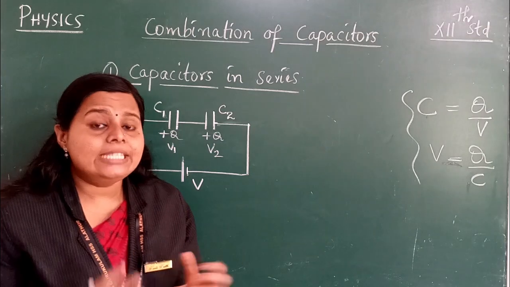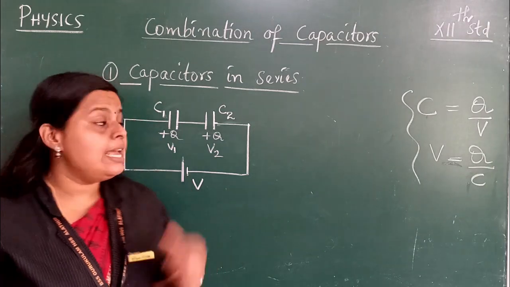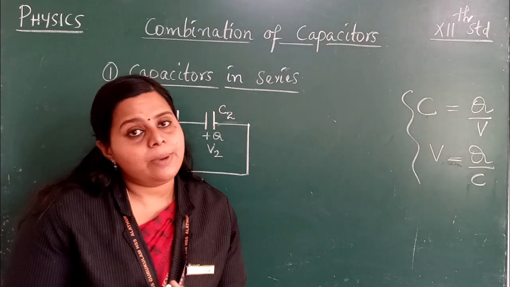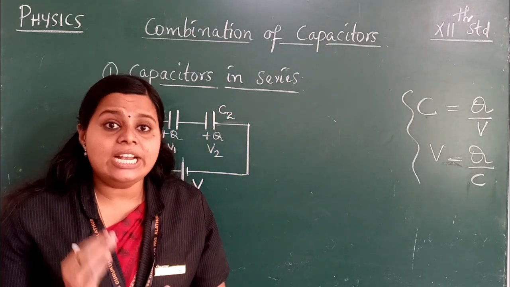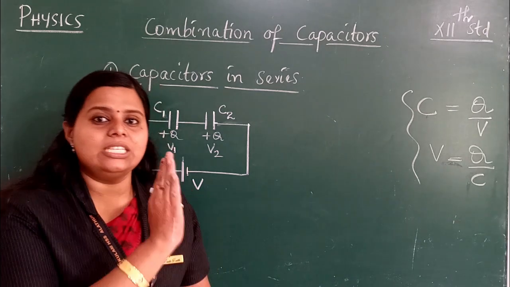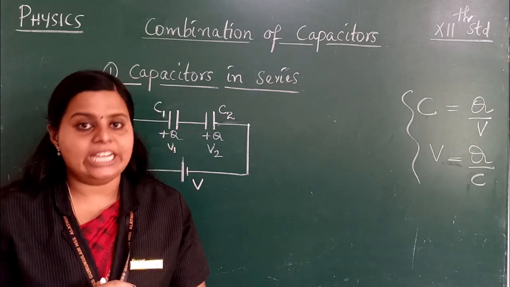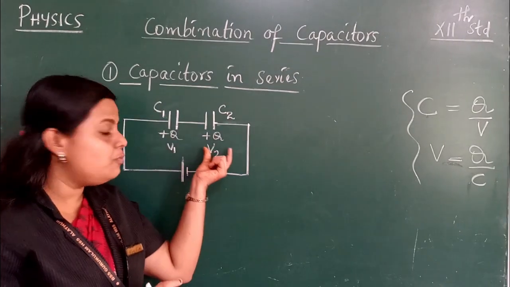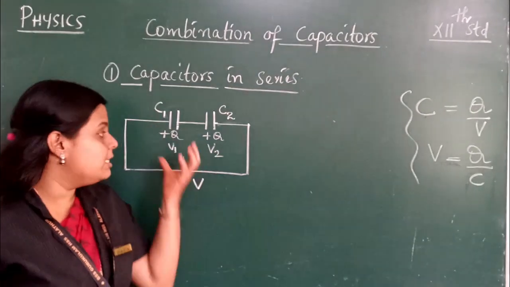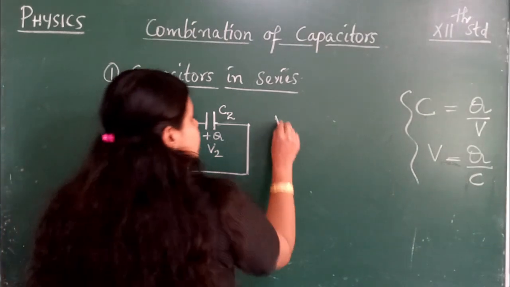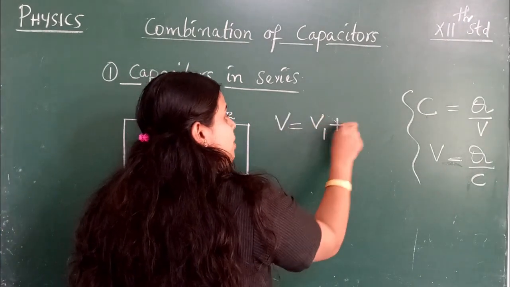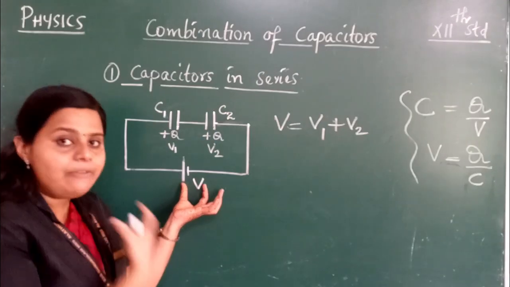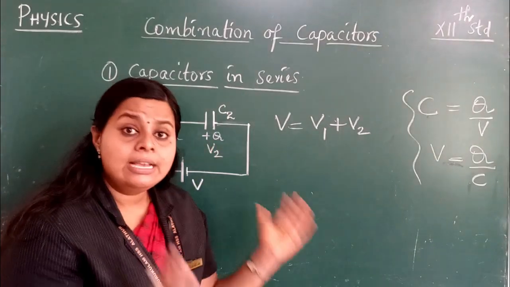Okay, so series combination peculiarity, what did I say? Yes, the current flowing through both capacitors will be the same. But the potential difference across the capacitor plates, this will be different. So the potential difference V is split here into V1 and V2. So from this we can write V is equal to V1 plus V2. That is, the total potential difference V is split into V1 and V2.